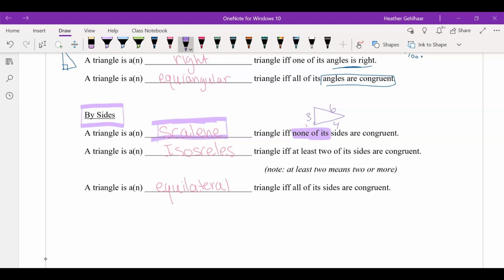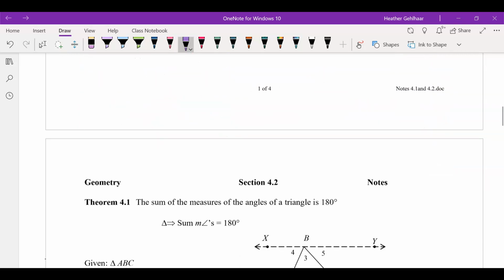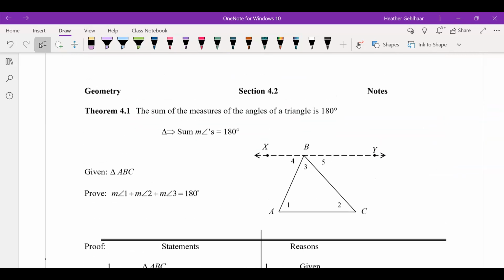The next is an isosceles. This is when at least two of the triangle sides are congruent. Here's the notation for it: two sides marked congruent with a tick mark. I sometimes call the isosceles triangle the angry triangle because it just looks like an angry face. Next, we have the equilateral triangle. That's when all of the sides are congruent. All right, let's move on to the next page here.